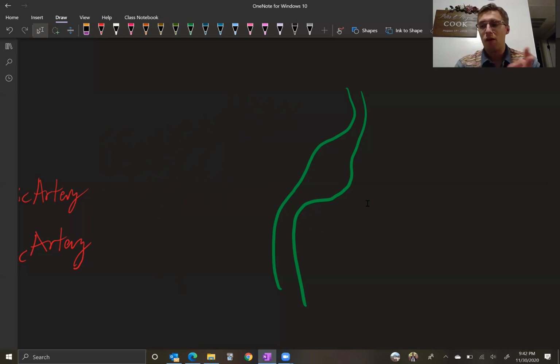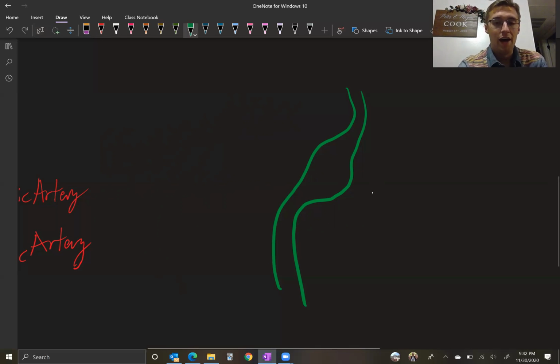Around a little bit later, about week 5, the dorsal wall, so the wall farthest from the front of the embryo, which would be this side on the image I've drawn right now, begins to grow faster than the ventral side.